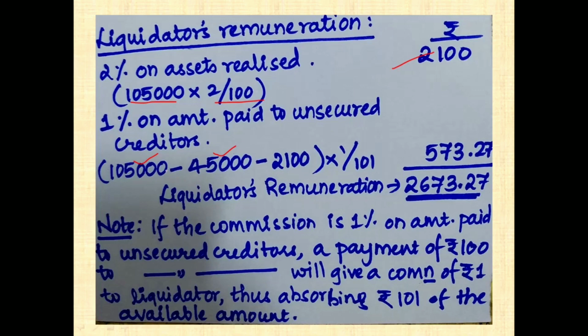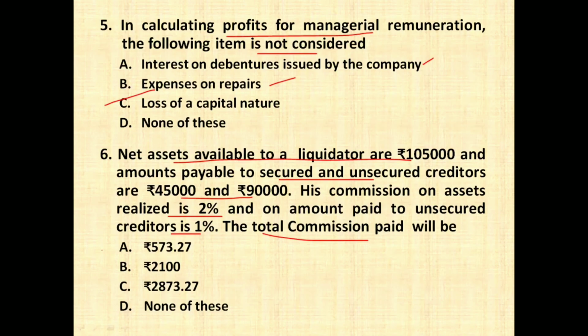With the remaining balance, that is 1,05,000 minus 45,000, in that balance you have to deduct the commission received from selling of the assets, that is 2,100. Whatever amount you remain with, in that 1% is the commission which is taken by the liquidator. So we have to use the formula, that is the amount remaining into 1 divided by 101. That will come to 573.27. So the total commission is going to be 2,673.27, which is nothing but option number A.